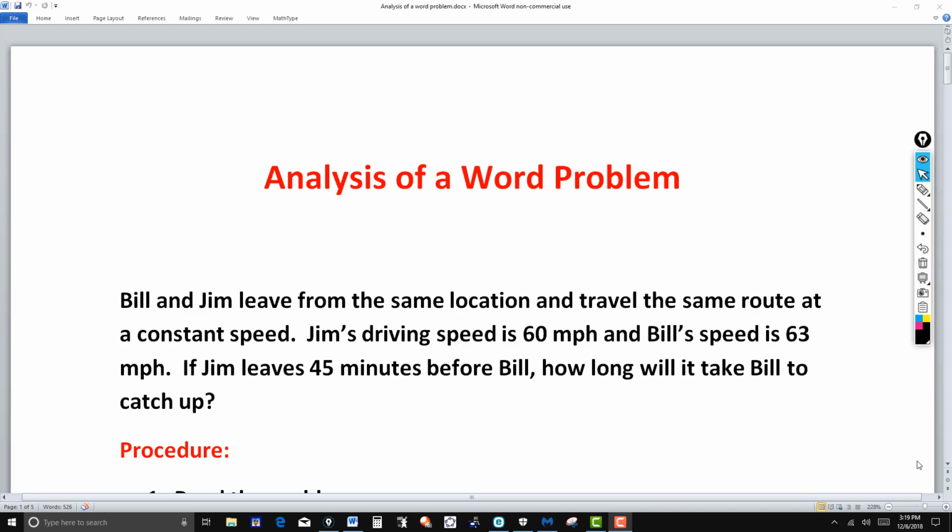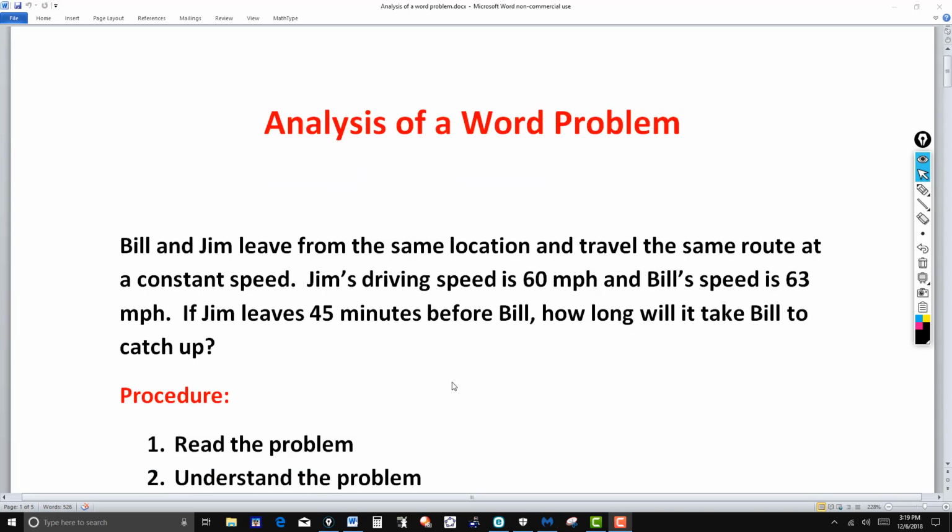In this video, we're going to look at a typical word problem that you could encounter, say, in an algebra class. We're going to analyze the problem, set it up, and look at a procedure. The procedure I'm going to look at pretty much follows the strategies given by George Polya. But let's read the problem first and then look at the first few steps of the procedure.